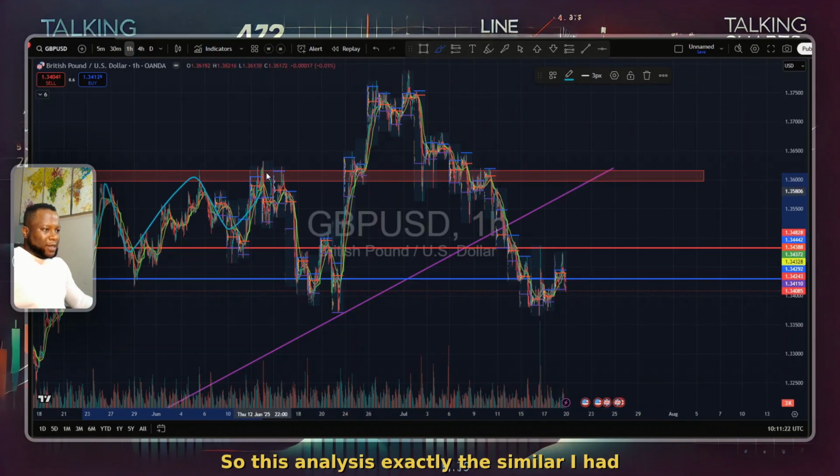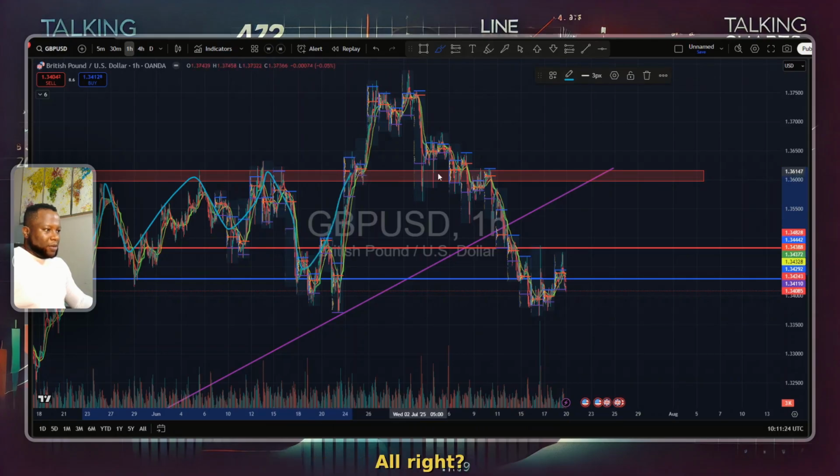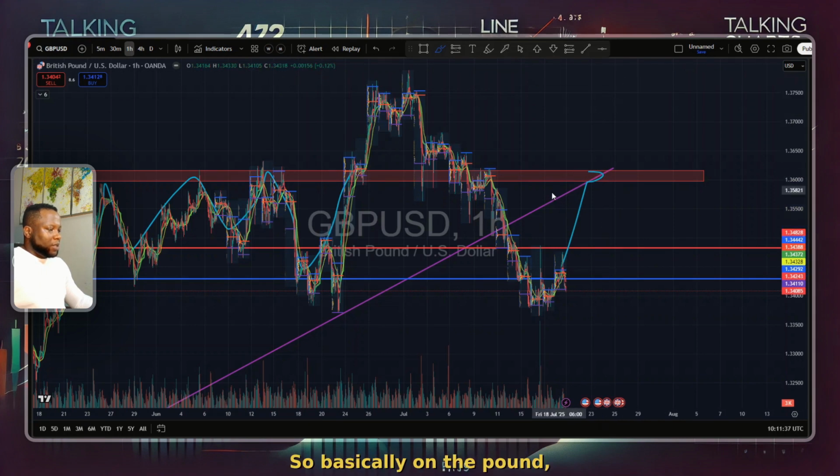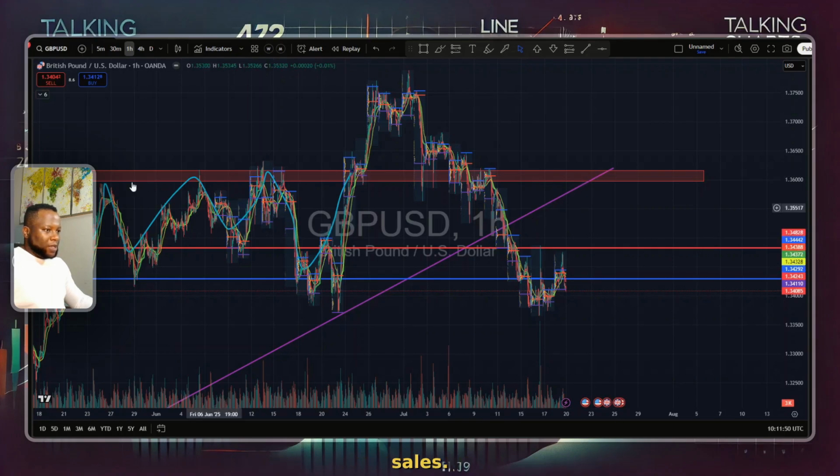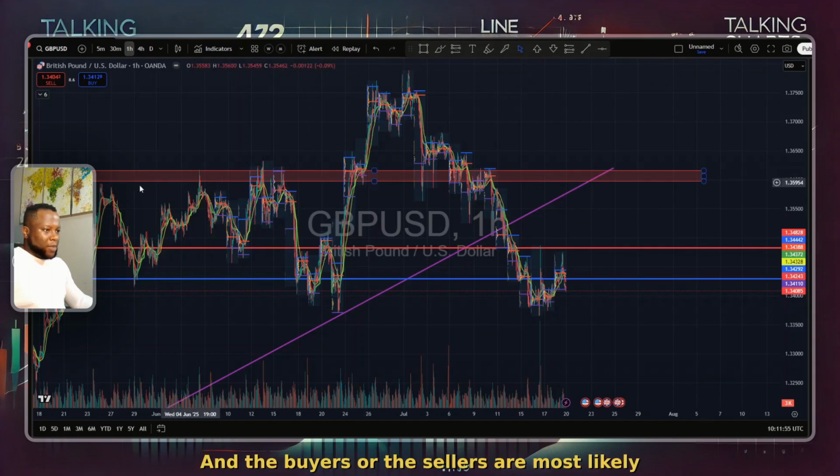So this analysis is exactly the same as the analysis I had from last time. And now this area becomes another resistance. If price retraces back here, you want to look for sales back to this support. So basically on the pound, we're still hoping, maybe not, that this area holds as support. If it does hold as support, then price will retrace here. We're going to look for sales because in the past this area was resistance, and the sellers are most likely going to respect this.